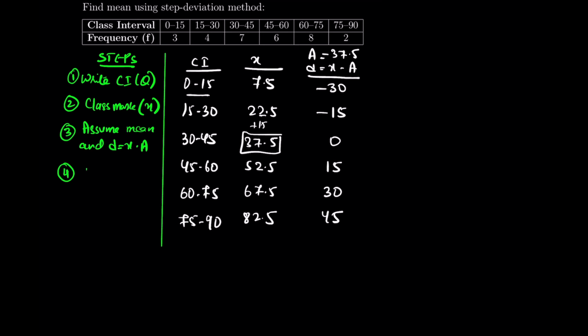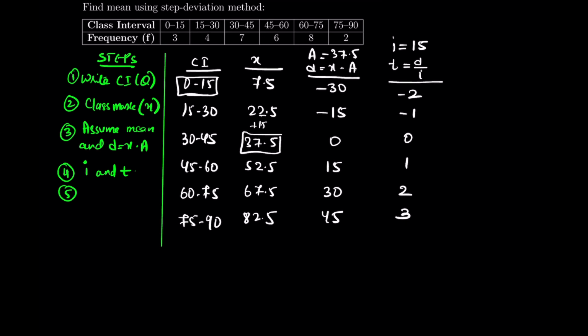Next, we need to find the class width, which we represent with the letter i, and the step deviation. i is the difference of the class interval. As you know, the difference between the class intervals is 15, so we'll keep it as 15. And the step deviation you can find by using t is equal to d by i. So in this case, d is minus 30 divided by 15, which is equal to minus 2. Same thing, minus 15 divided by 15 is equal to minus 1. Then 0, 1, 2, 3.